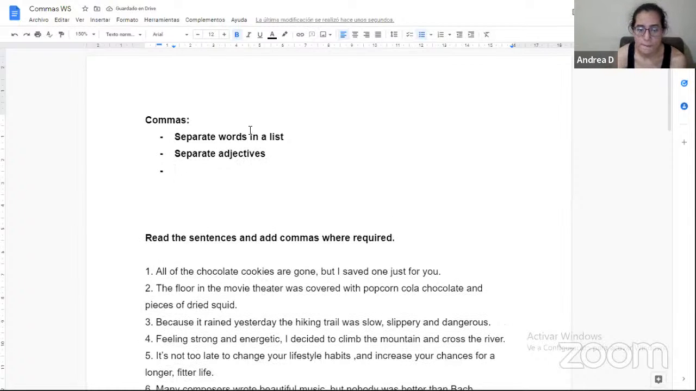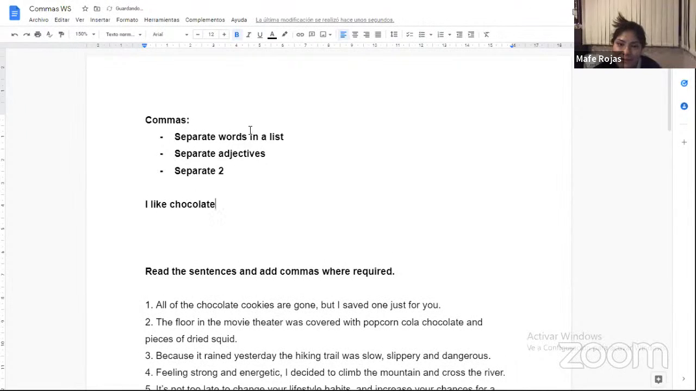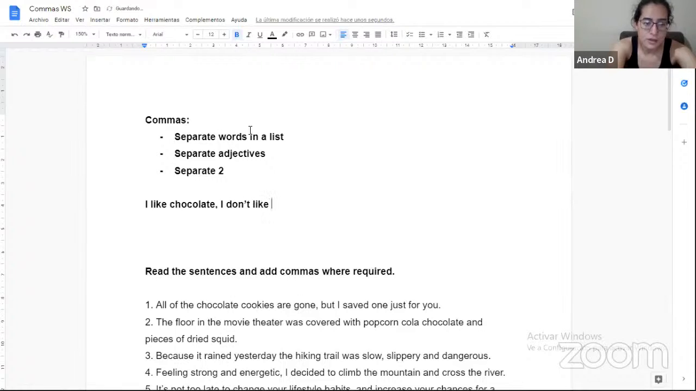What else? To separate two sentences, phrases, clauses, maybe. What type of clauses? Independent clauses. 2 independent clauses? Yes. Are you sure? It depends, like, I like chocolate, I don't like coffee. Is this correct? No, dependent clauses. 2 dependent clauses. Can you give me an example?